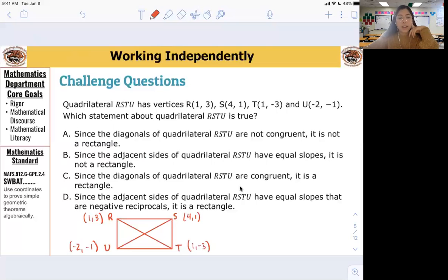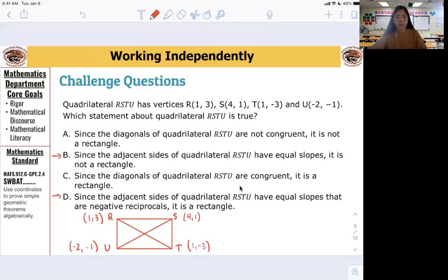Now let's check which of these answer choices I can check. Which one has to do with slopes? B and D. So these are the ones I can check. A and C, I can't really check without the distance formula, so we'll have to do that on Friday if possible.